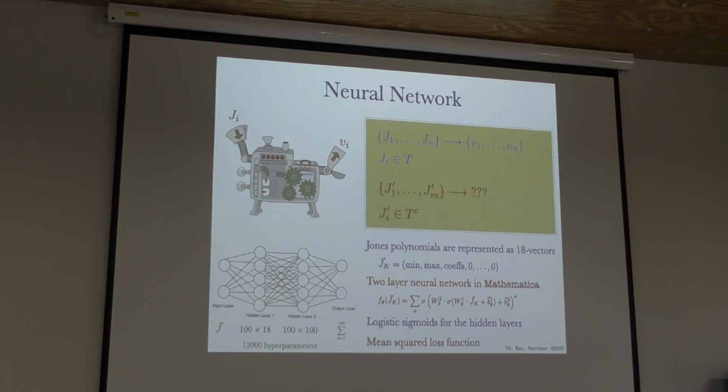Okay, so for the neural network models we initially tried, we just took the Jones polynomial and predicted the volume. So the input was just the minimum degree, the maximum degree, and the coefficients. In the data set with 15 crossings, this vector was at most length 18. So these were the inputs, and then we just used a simple 2-layer neural network in Mathematica, with the mean squared loss function and sigmoids. This is work with Arjun Kar and Sergei Gukov.